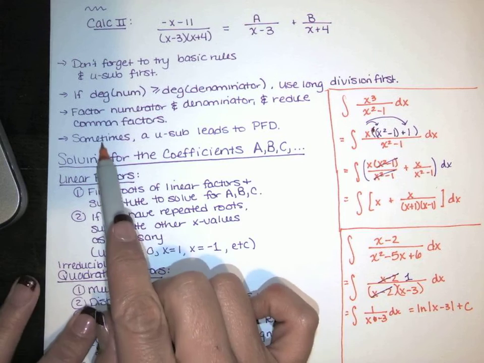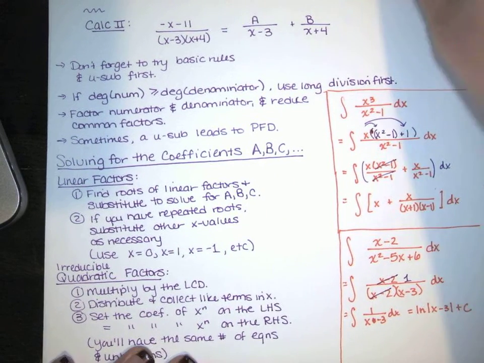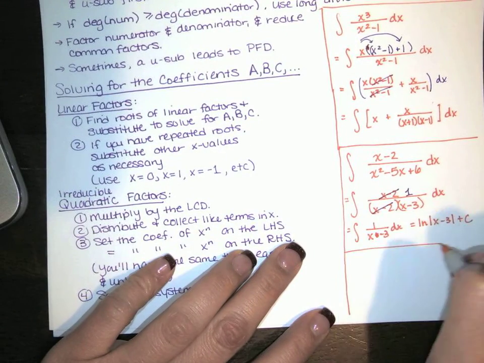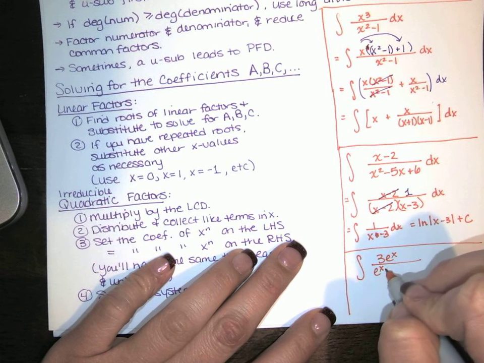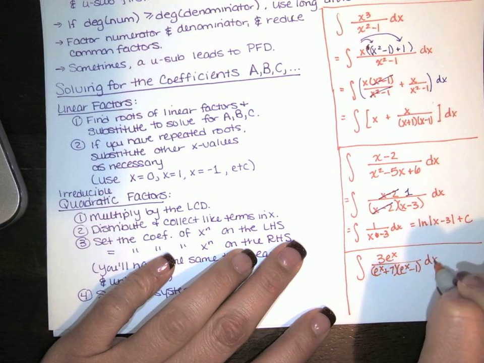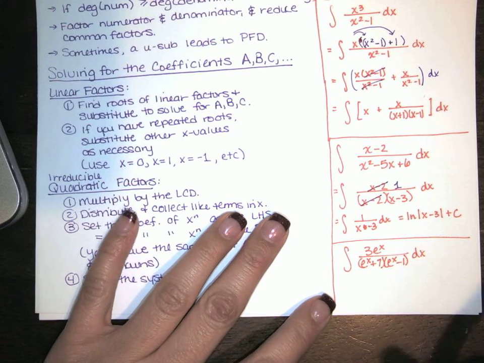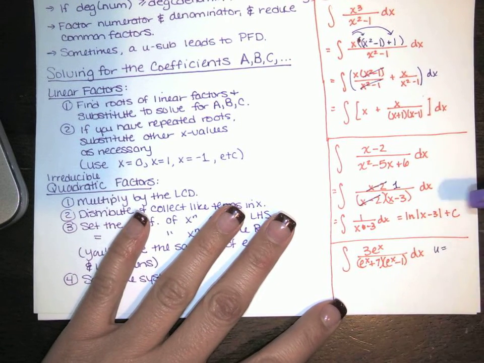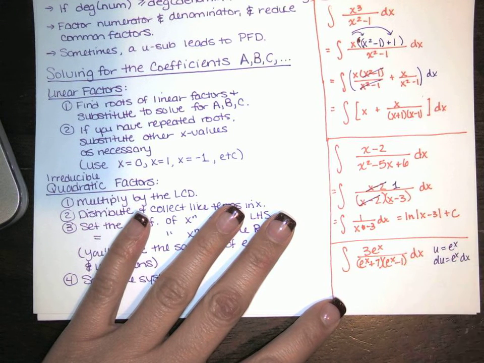And then lastly, we haven't done any like this, but you might have one like this in your homework. Sometimes your u substitution will lead to a partial fraction decomposition. So maybe you've got something that looks like this. That looks complicated, but it's really not that bad, because the derivative of e to the x is what? Derivative of e to the x is e to the x. So this is actually really simple.